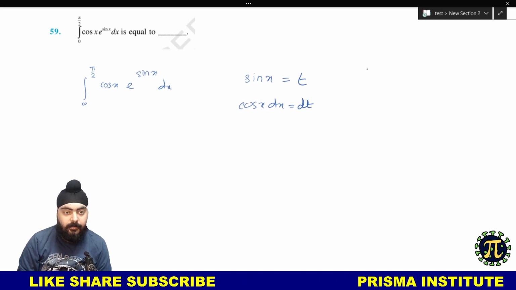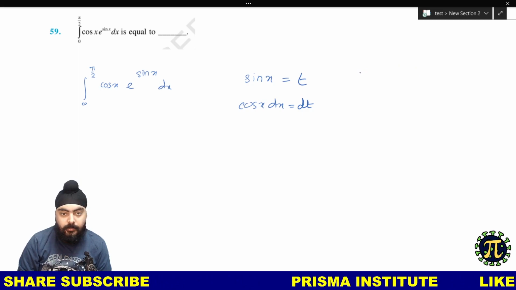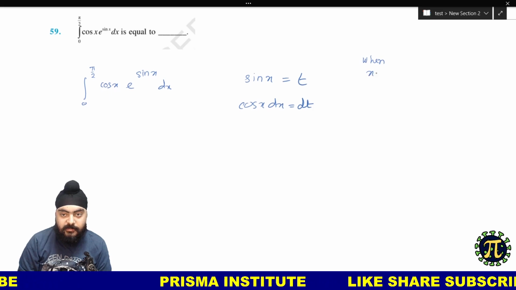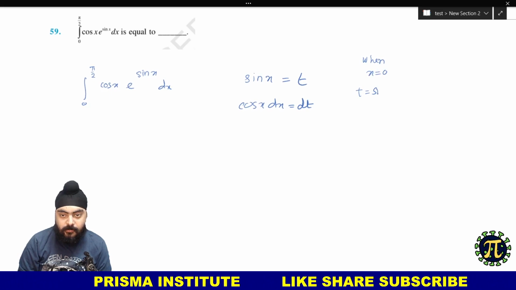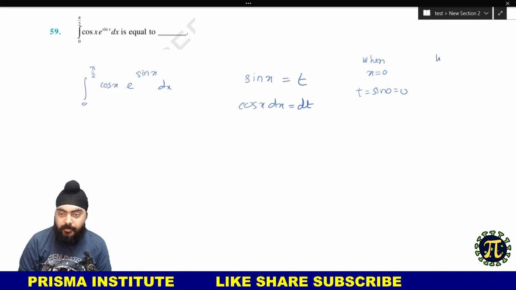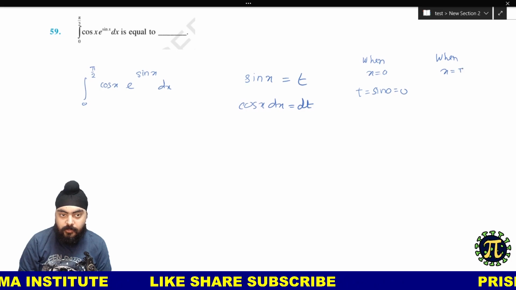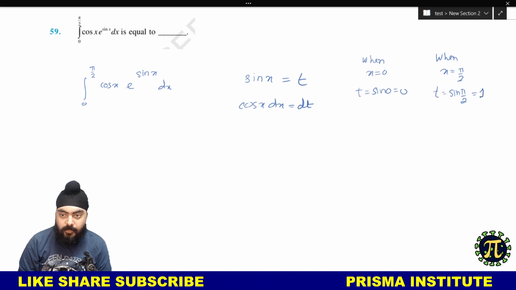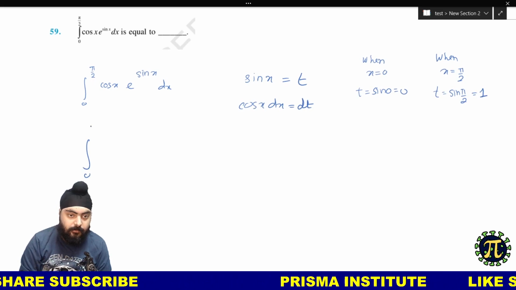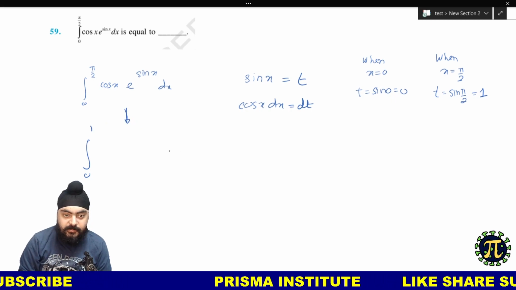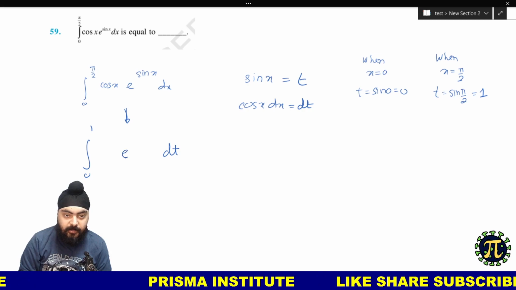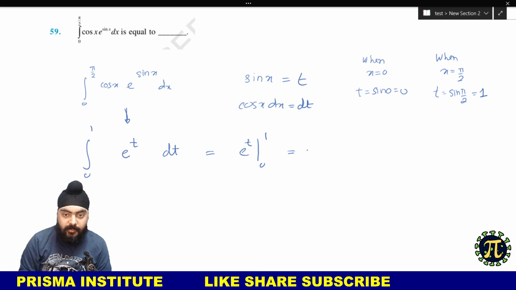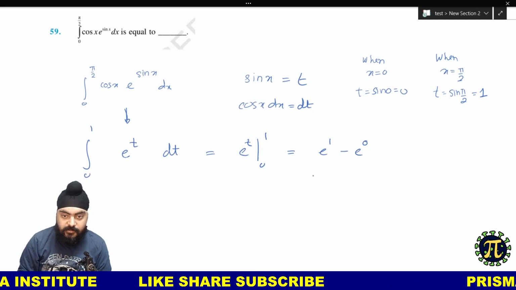And then you can find the value of t. So when x is 0, t is sine 0, which is 0. And when x is pi by 4, sorry, pi by 2, t is sine pi by 2, which is 1. Okay, our limits change from 0 to 1. Cos x into dx is dt, and e to the power sin x will become e to the power t. So this integral is e to the power t, and limits are 0 to 1. And the answer is e to the power 1 minus e to the power 0, which is e minus 1.